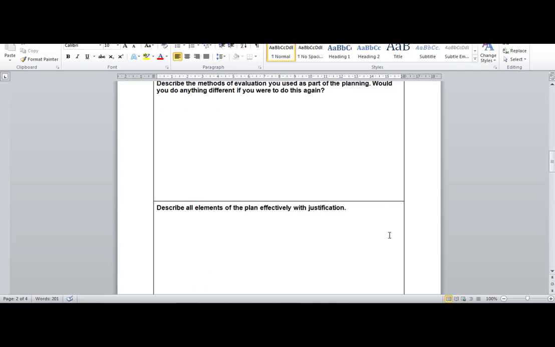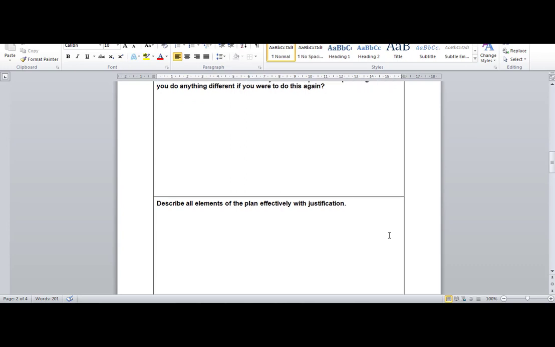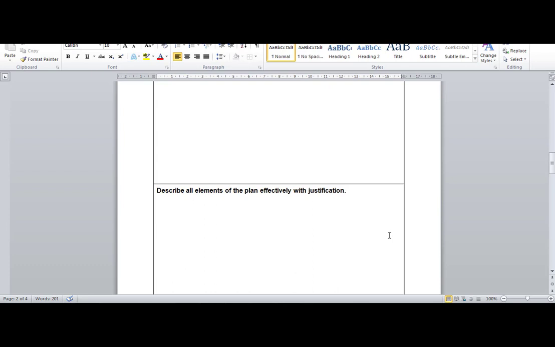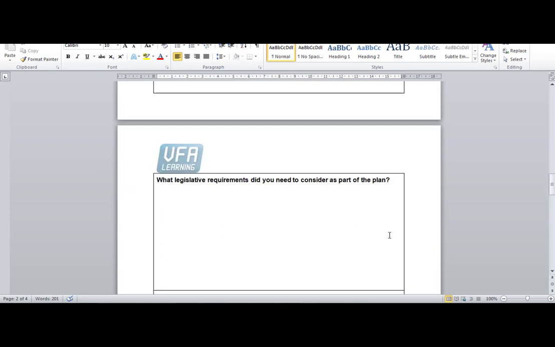You need to describe all the elements of the plan effectively with justification. Okay, so why did you choose to do something one way over another way? What legislative requirements did you need to consider as part of this plan? So looking at what are the requirements of a massage therapist, but also what are the requirements of working within the area that you're going to be working in.